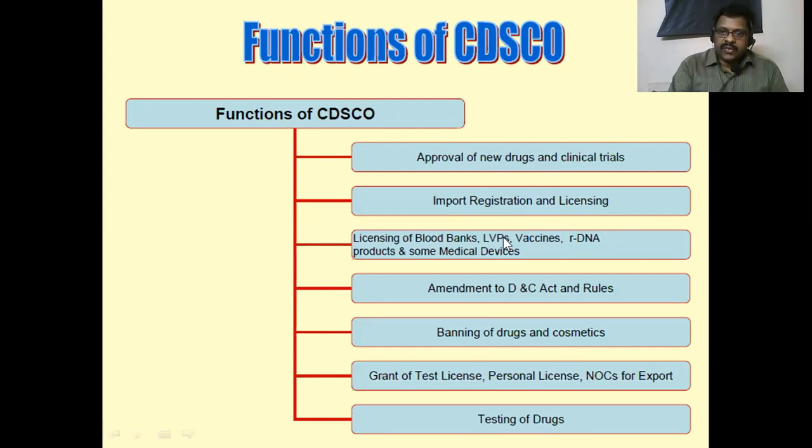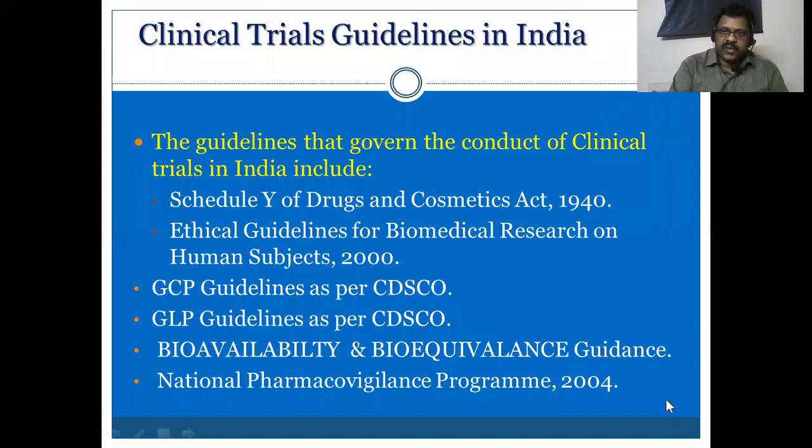Here it is large volume parenterals. I missed that. I was thinking about this. Licensing blood banks, LVPs, large volume parenterals, vaccines, rDNA products, and some medical devices. Okay, and testing of drugs will be done by CDSCO. So that is their primary role.